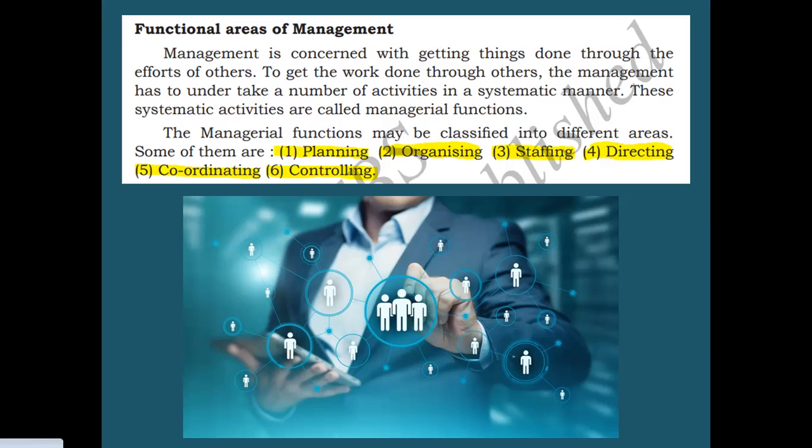In today's class, we will be discussing the functional areas of management. When we talk about management, we are managing men. In your ninth social studies syllabus, in the book on management of a business, it talks about six managerial functions. Those are planning, organizing, staffing, directing, coordinating, and controlling. About these six different managerial functions, we will discuss one by one.